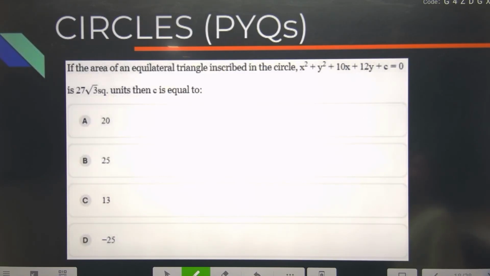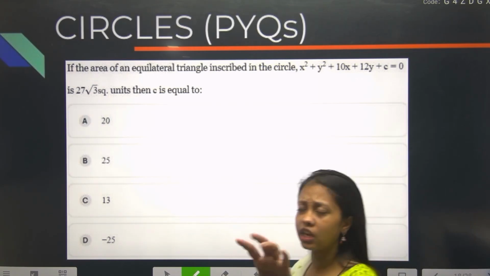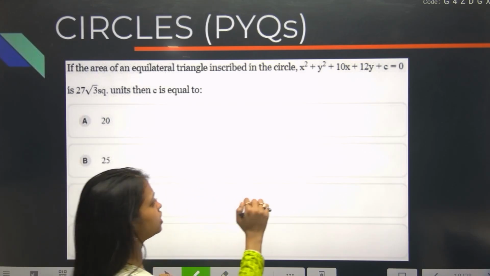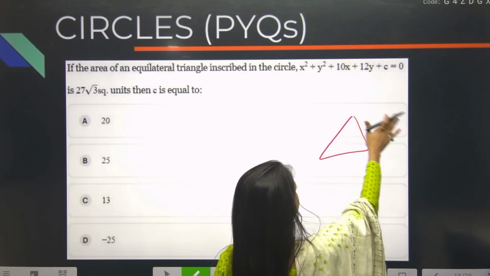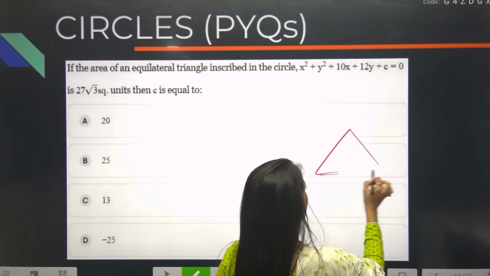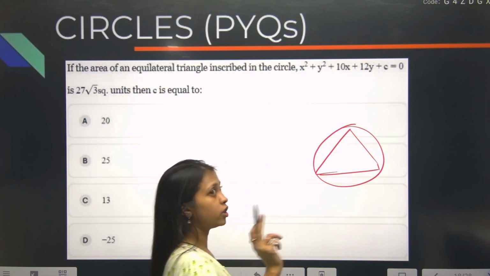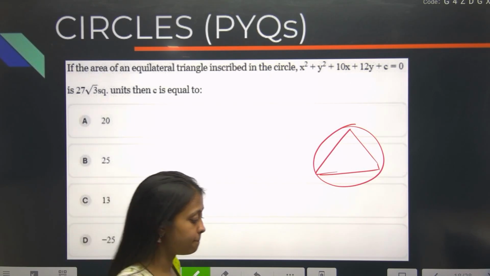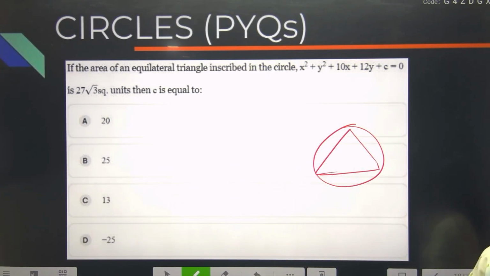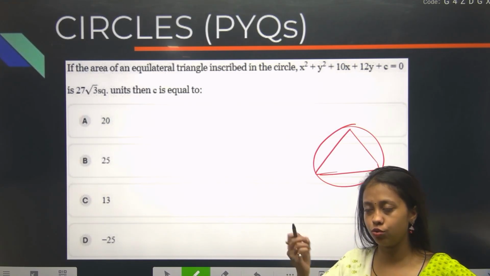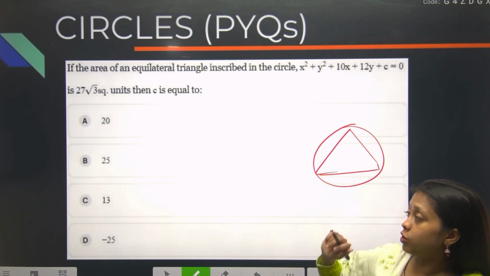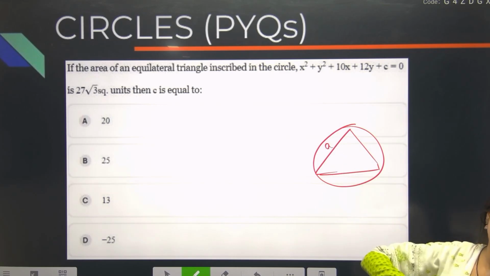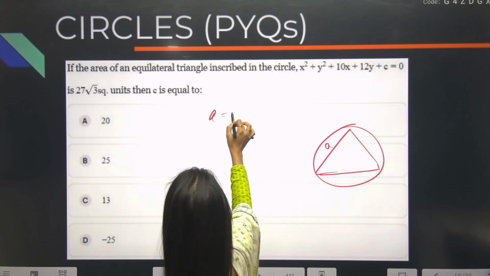Yes. If the area of an equilateral triangle inscribed in the circle, this, okay. For an equilateral triangle, you just need to remember a few points. If there is an equilateral triangle inscribed in a circle, what is the side of this equilateral triangle? We have a relation between this side and your radius. What is that? I hope you already know the area of an equilateral triangle is root 3 by 4 a square. That I know. But what is the relation between this and the radius? If this is a, that a is given by root 3 r.